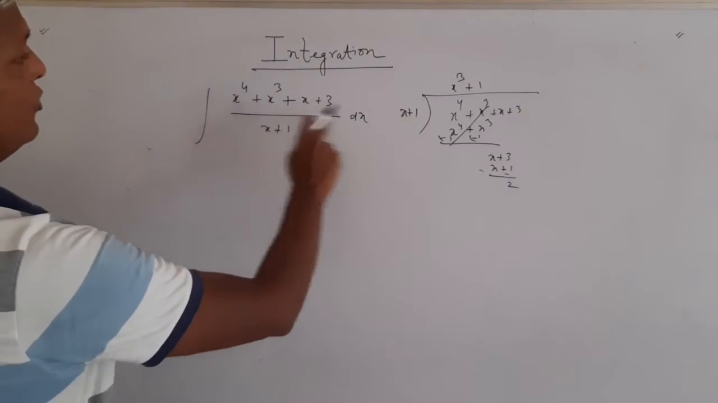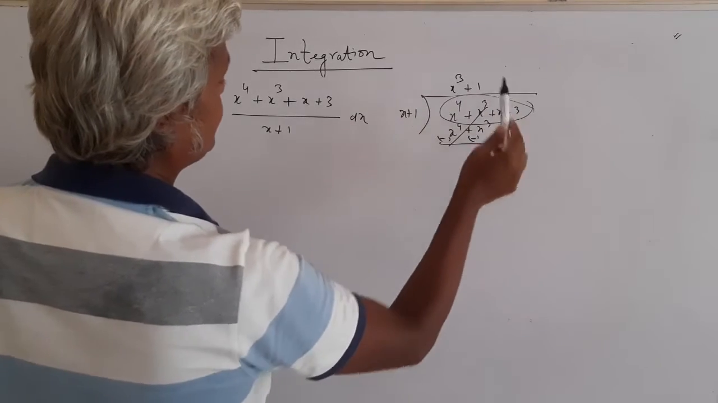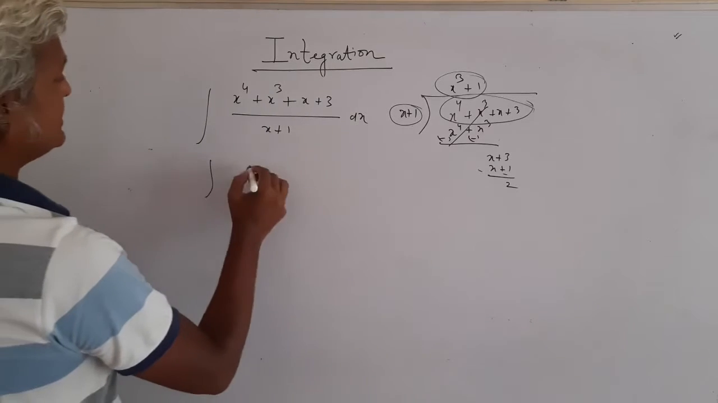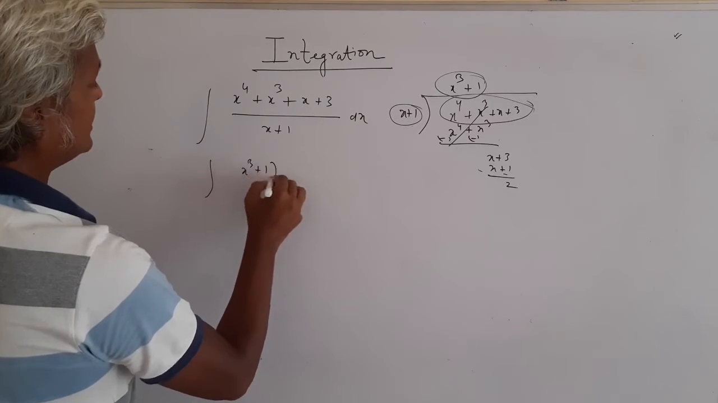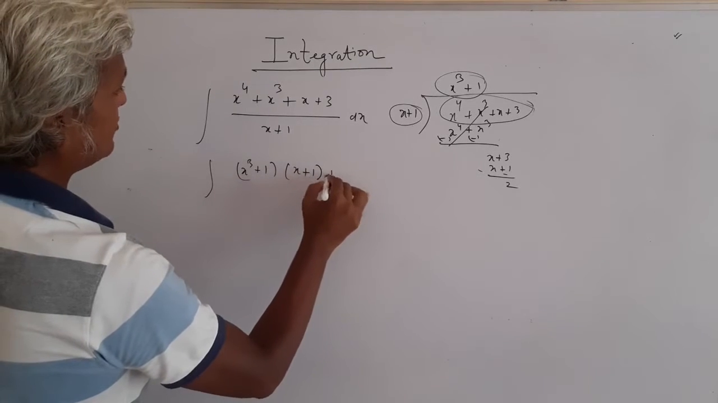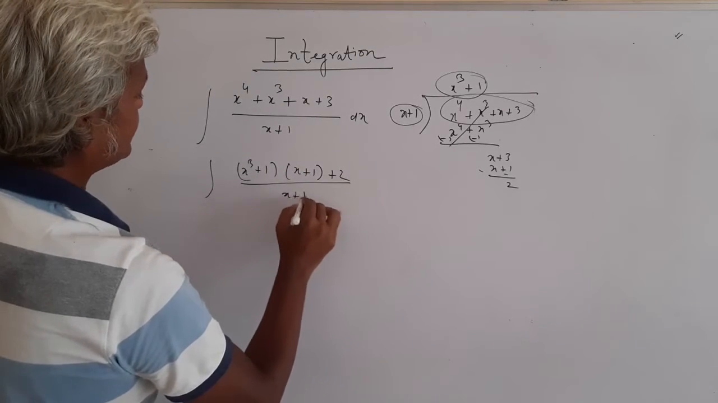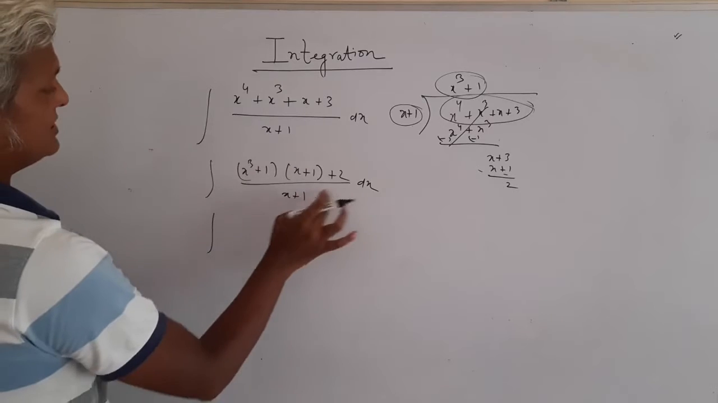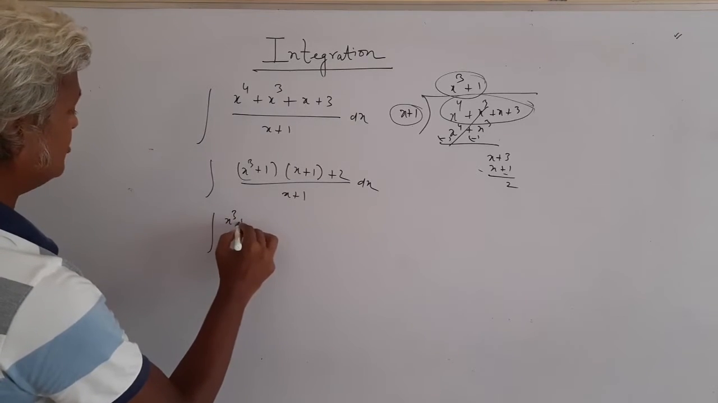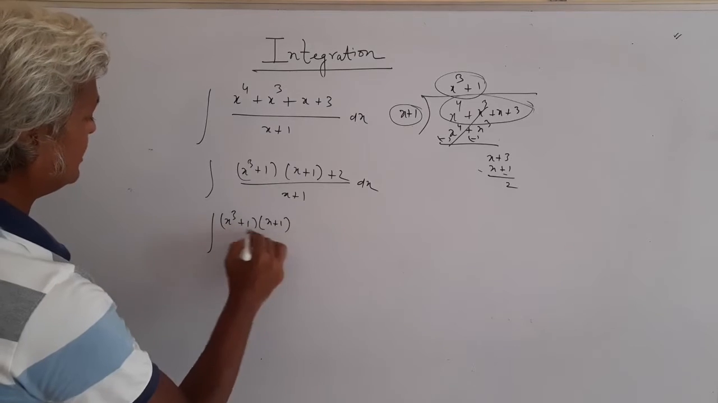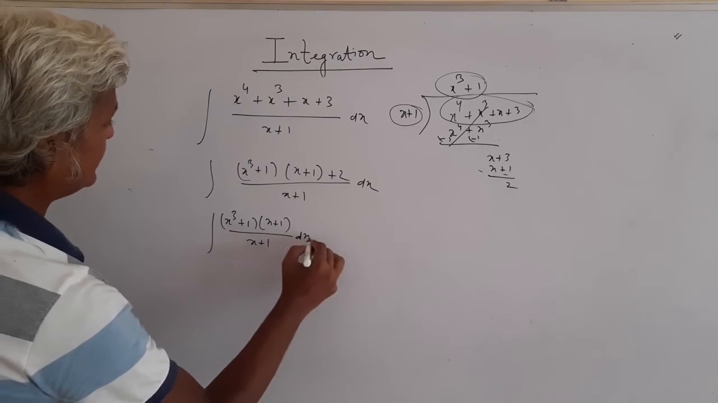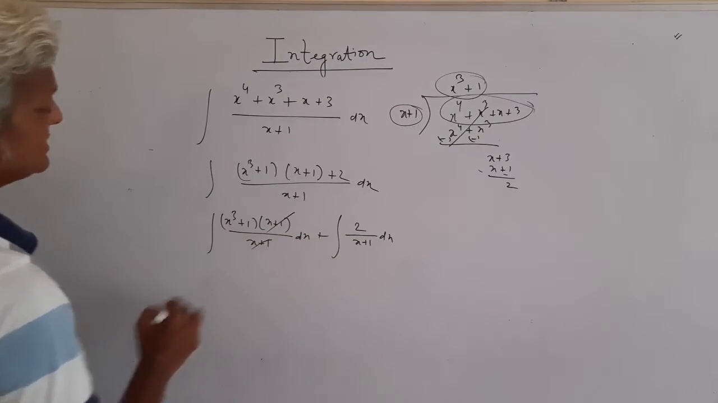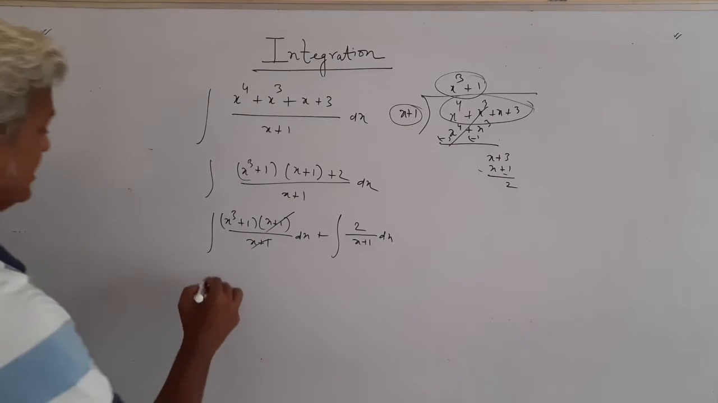This is the divisor, this is the dividend. This dividend can be written as divisor into quotient plus remainder. It means I can write this as integration of (x cube plus 1) times (x plus 1) plus 2, over x plus 1, dx. Now break this down into two fractions, this upon this plus this upon this. So this is integration of (x cube plus 1) times (x plus 1) divided by (x plus 1) dx plus integration of 2 over x plus 1 dx. So this cancels, and then you have to find the integration of this one, which is x cube plus 1.